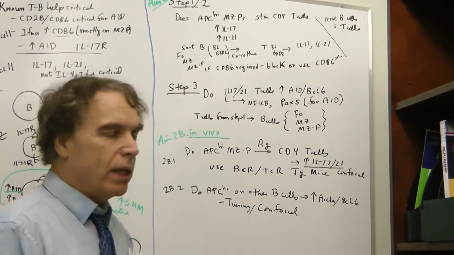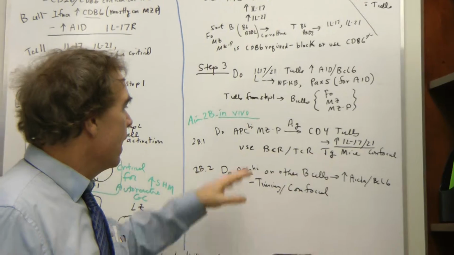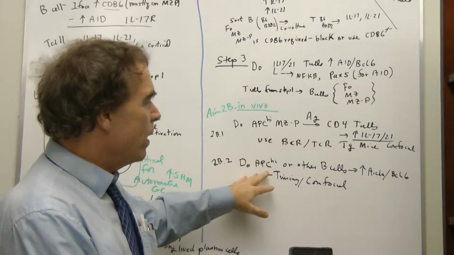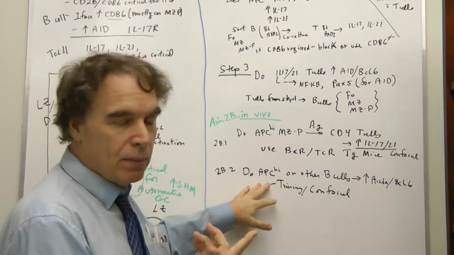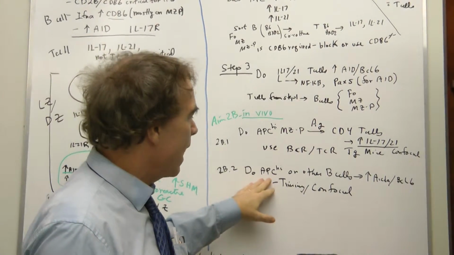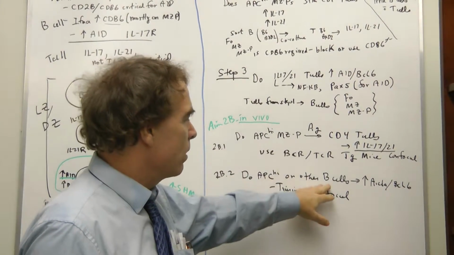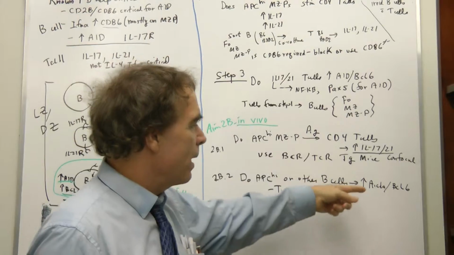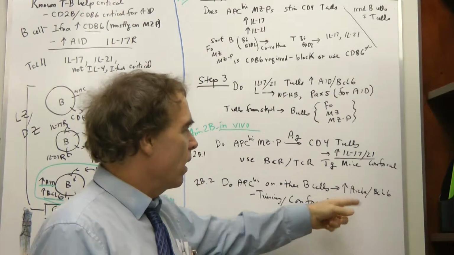And by confocal, we can look at the first step, that is T cell production of IL-17 and IL-21. And then we think that must act back on a B cell to cause increased BCL6 and then AID. So that's the second step. Do these APC high cells, or maybe our other B cells, respond to those T cells by upregulating BCL6, that'd be IL-17 related, or AID.